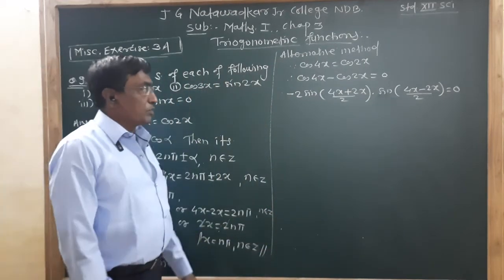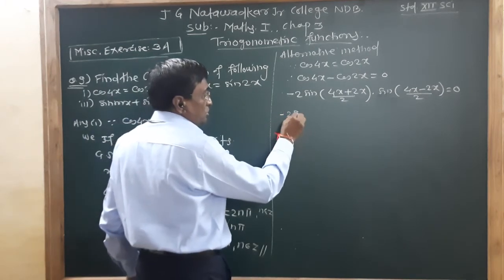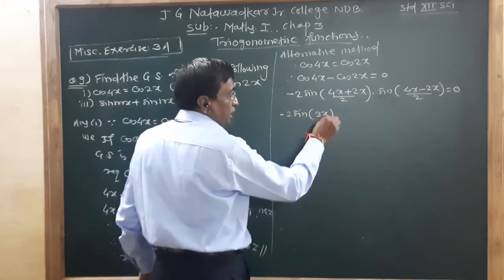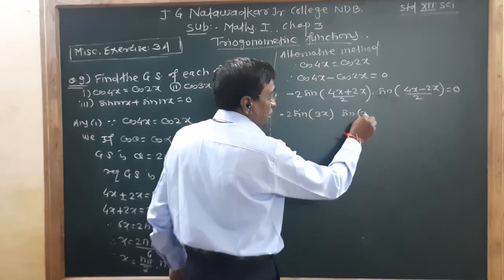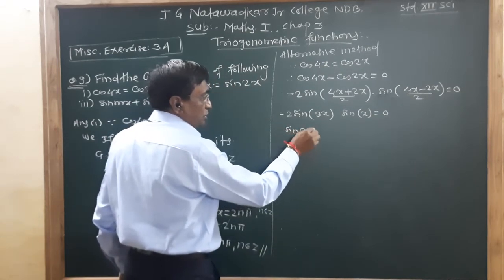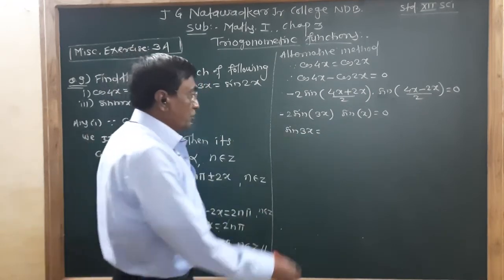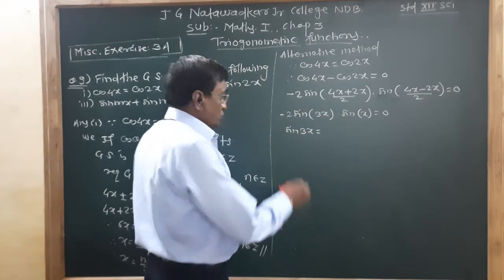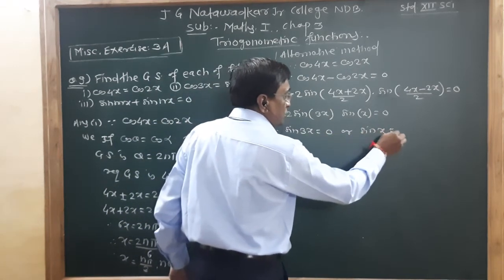Understood? This is the formula for cos C minus cos D. Now simplify. Minus 2 sine of 6x upon 2, that is 3x, into sine of 2x upon 2, that is x, is equal to 0. I will transfer the minus 2 to the other side: 0 upon minus 2 is 0. Therefore we get sine 3x into sine x is equal to 0. So sine 3x is equal to 0 or sine x is equal to 0.